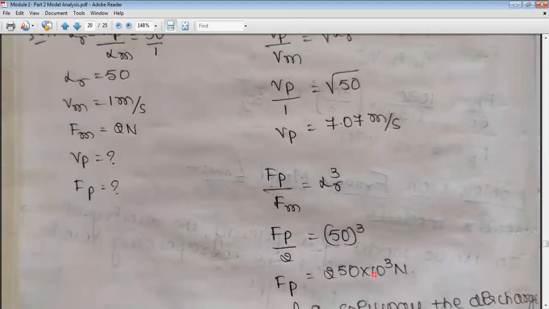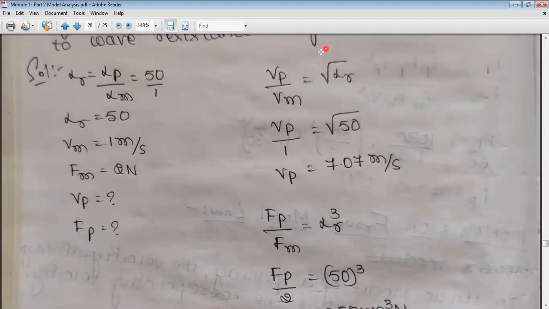It looks very simple, these problems, but these scale ratios play a vital role. If you forget this, instead of LR cube, if you put LR square, this problem is wrong. So you have to remember the scale ratios.